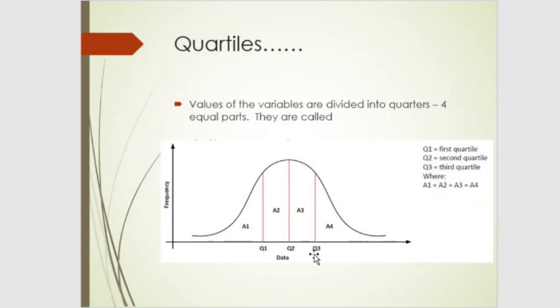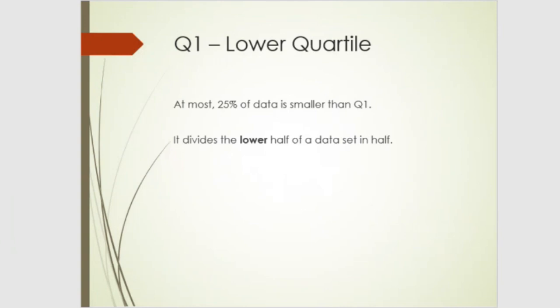Whereas the third quartile, from that red line Q3 to the right, shows us the last 25% of the data. So now let's talk about the Q1. In fact, I've already touched on what this Q1 is. It is also referred to as the lower quartile, which means 25% of the data is smaller than that. Where this point Q1 is, it divides the lower half of a data set in half, that is Q1.